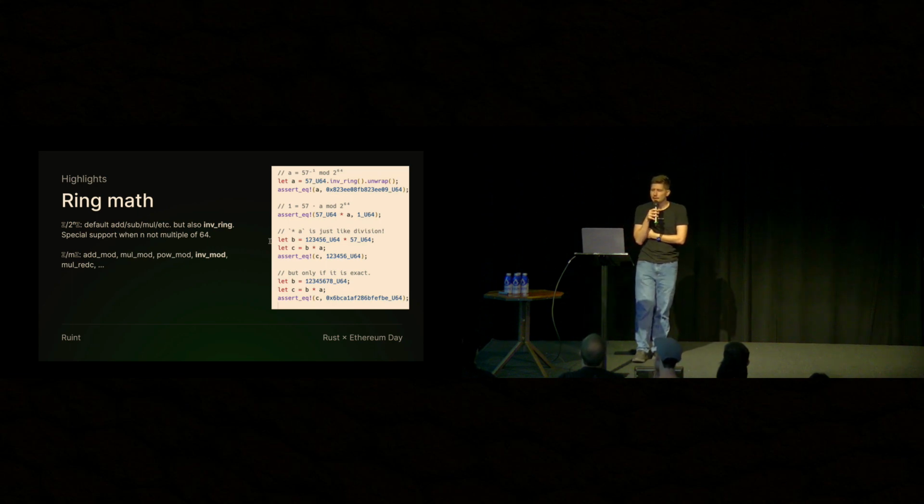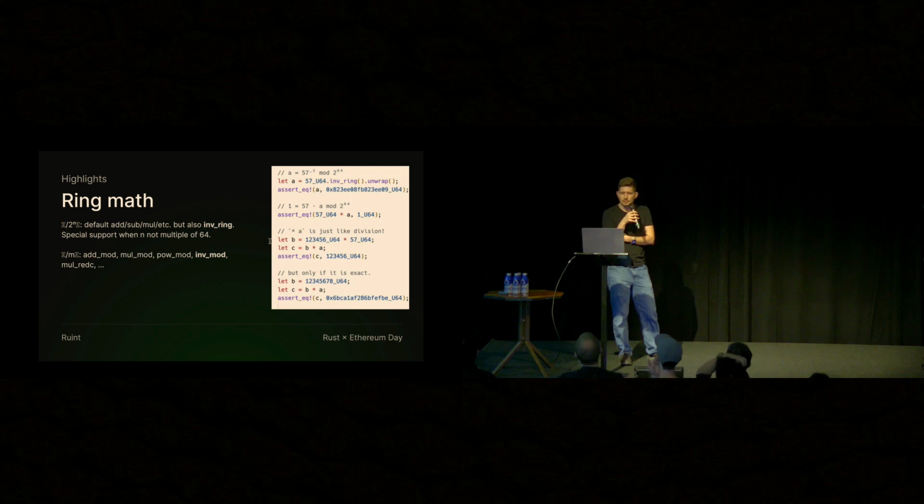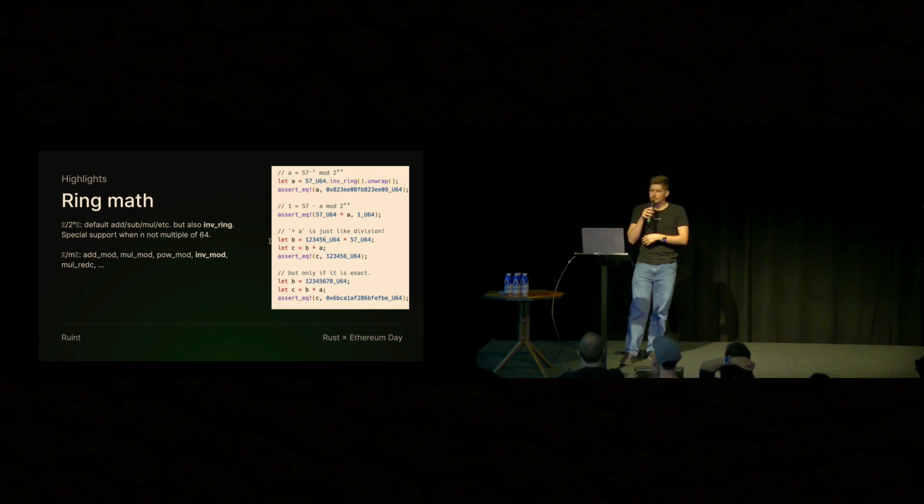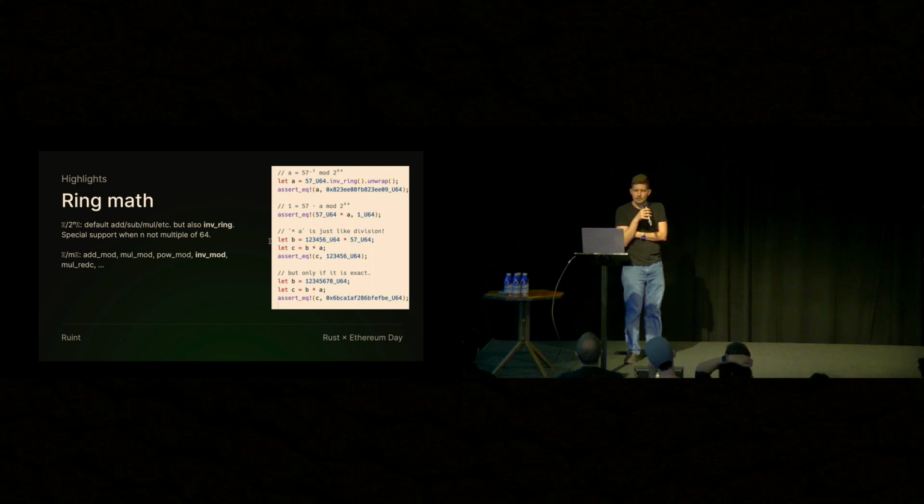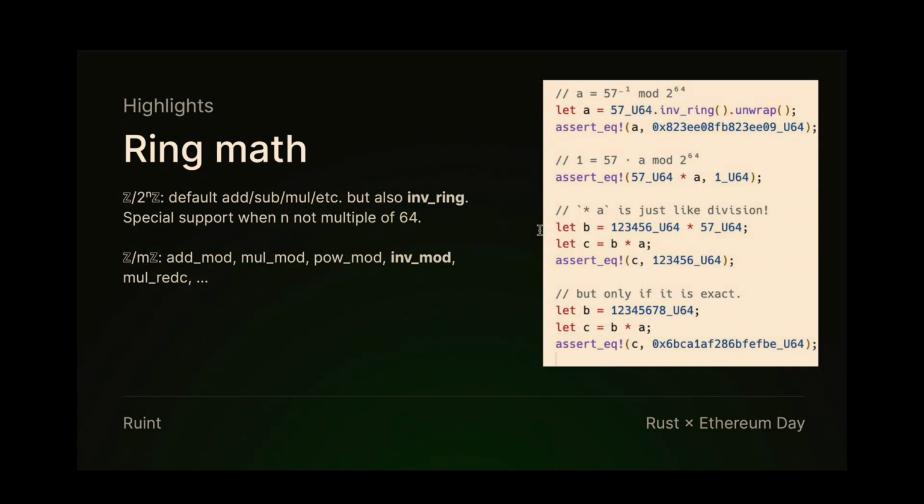So what does this number look like? I have an example on the right here. If we take the number 57 in Uint 64 in this case, I can compute its ring inverse, and then the result will be this really bizarre looking 64-bit number. But if you multiply that with a wrapping multiply with the original number, the result is indeed 1. And in fact, if you multiply by this number we just computed, it is kind of like dividing by the number 57. So I compute a number b here that is 57 times something, and if I take that result and multiply it by a, I get my original number back. So yes, we've just divided by 57, doing a multiply.